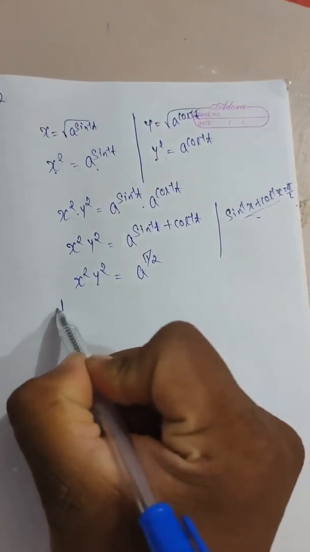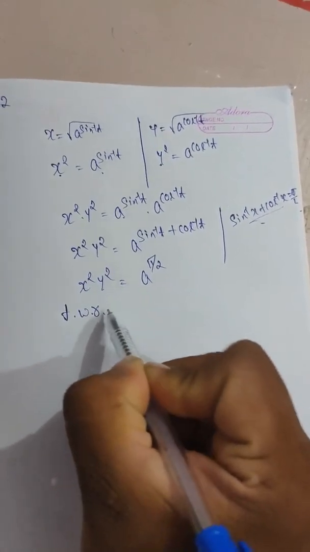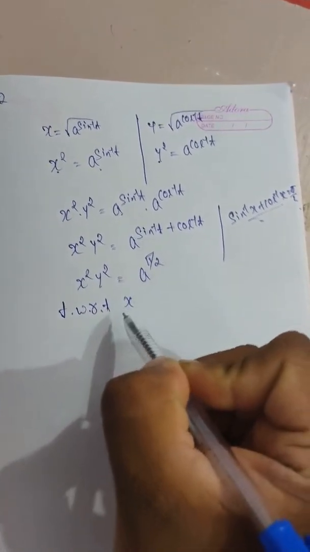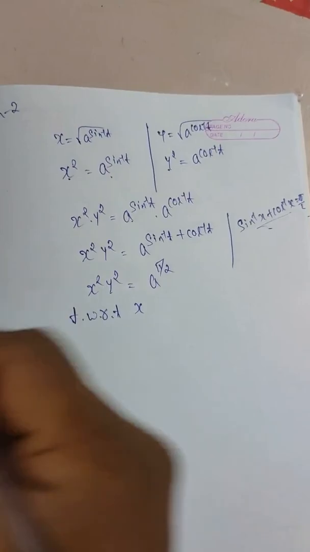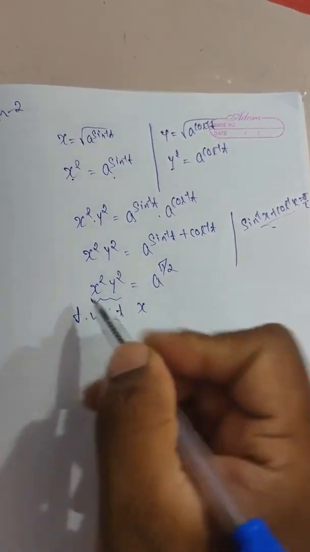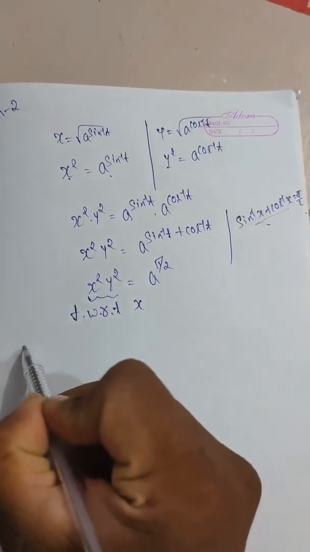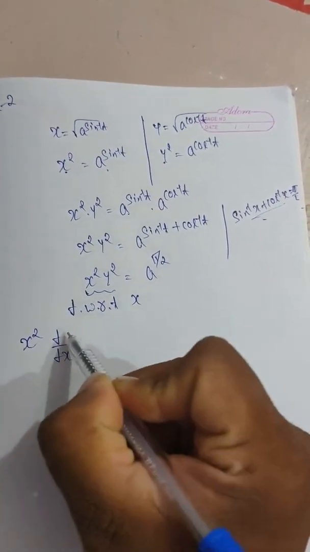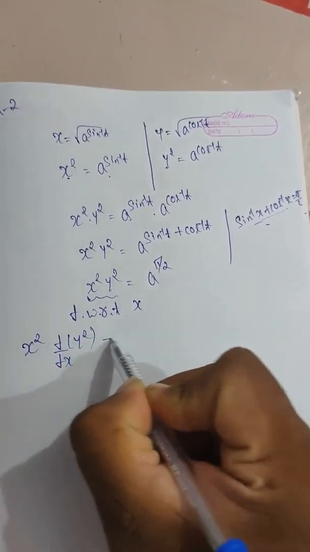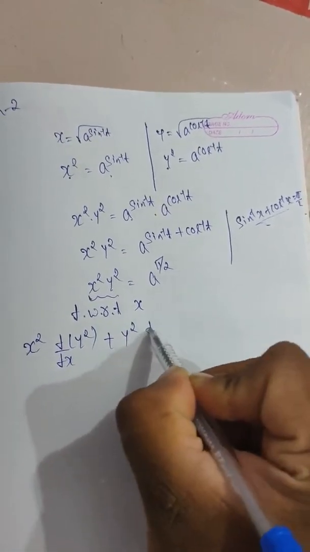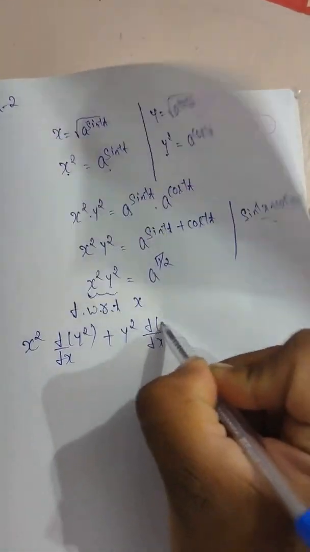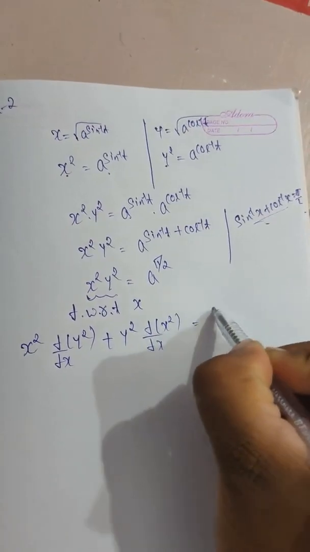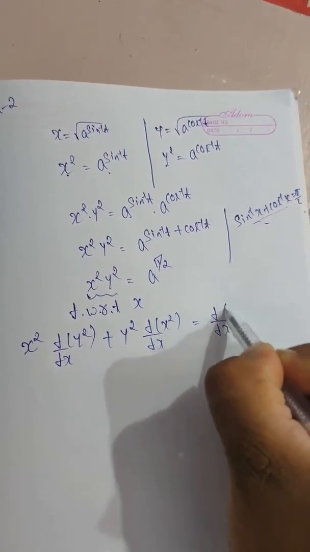Now differentiate with respect to x. On the differentiation, you want to differentiate by using the implicit function. So here you want to apply the product rule. What is the product rule? X square as it is, differentiation of y square, plus y square as it is, differentiation of x square. Here the differentiation of a to the power of pi by 2.